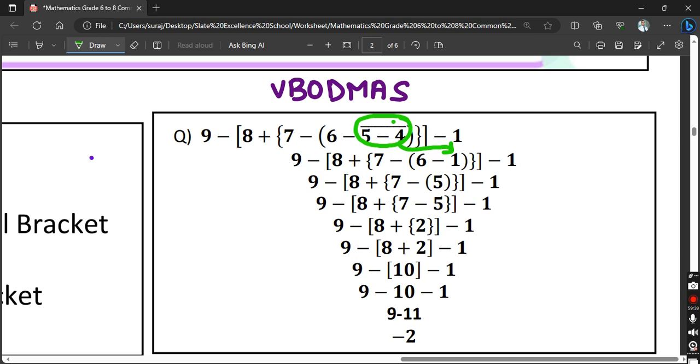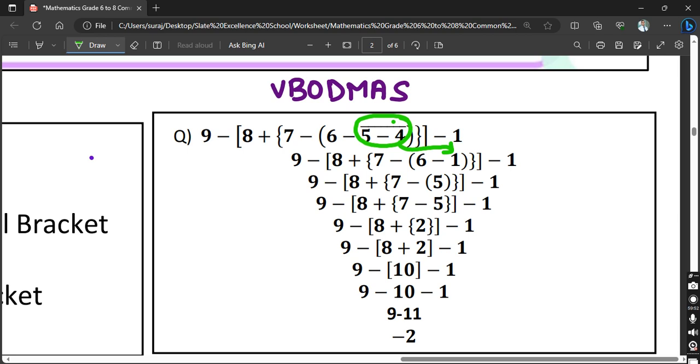What I need to remove is again a bracket, because there are many brackets inside. Now what I will do here, vinculum after that bracket. So which bracket is it? It is known as your normal bracket. So 6 minus 1, what is the answer? 5, as you are able to see here.